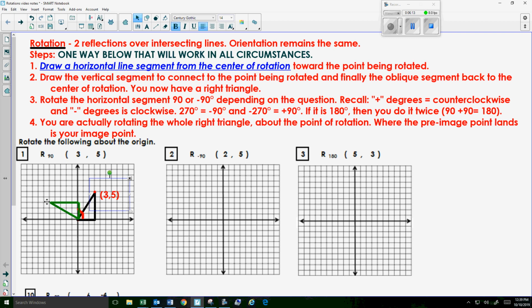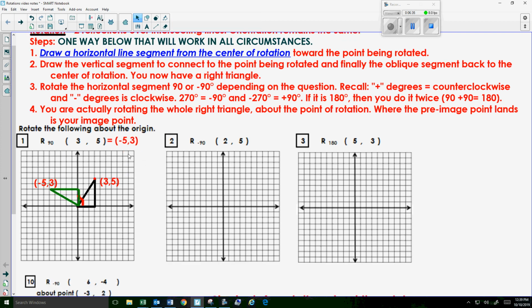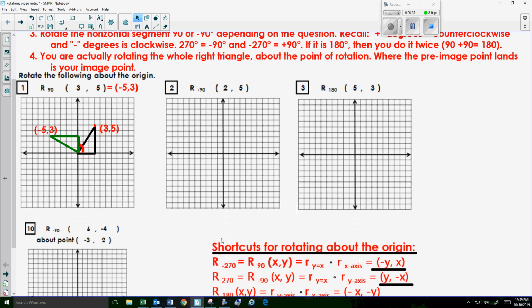And so now, what is this point right here? Negative 1, 2, 3, 4, 5, negative 5, 3. Okay, and there's my final answer. There's my image right here. Negative 5, 3 would be the answer. Equals negative 5, comma 3. It's a point.